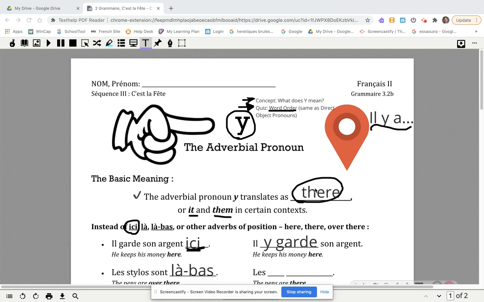So it exists in French. It doesn't exist in English, and that makes it a little confusing. But the basic thing that you need to know is that "y" means there. D'accord? It'll get more complicated at the end of the lesson. So if you understand that, great. If not, all you really need to know for a quiz is word order. D'accord? So know that you need to know word order, and I'll give you some hints to remember word order at some point during the lesson.